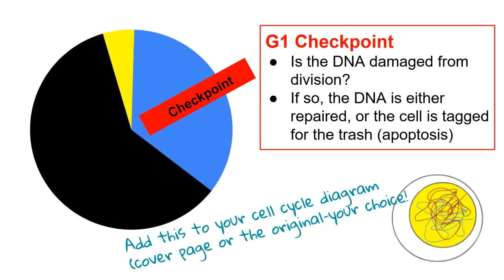Okay, so in G1, we've just come out of mitosis, right? The cell has divided and we went from tightly packed chromosomes to unraveled DNA. At this point, there is a checkpoint protein that checks the work of mitosis, right? Is the DNA damaged at all from division? If it is, then the DNA is either repaired if it's a small minor mistake or damage, and if it can't be repaired, the cell is tagged for the trash.